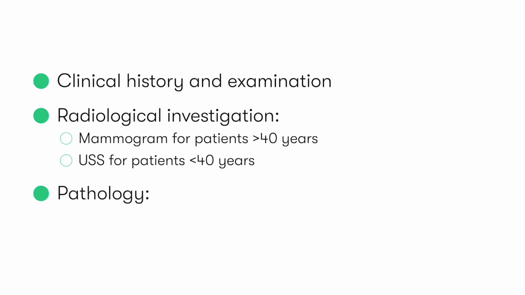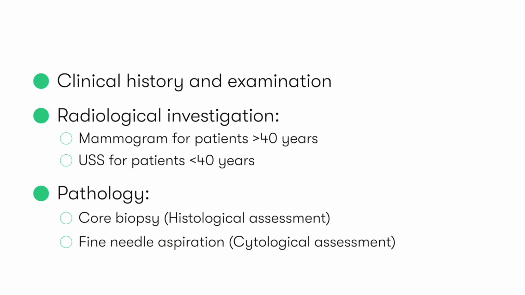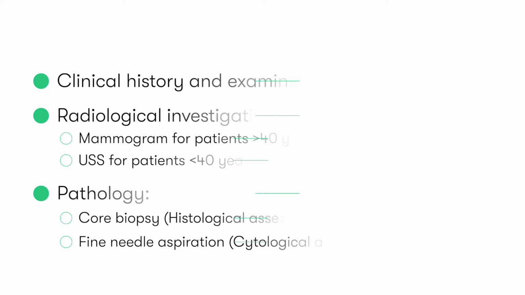And the final step in our triple assessment is to carry out a pathological investigation. This can be performed either with a core biopsy, which allows histological examination of a specimen, or we can undertake a fine needle aspiration, which enables a cytological examination. It's important to note, however, that core biopsy has largely superseded fine needle aspiration, as it provides far more useful architectural information about the breast lesion that we're examining.